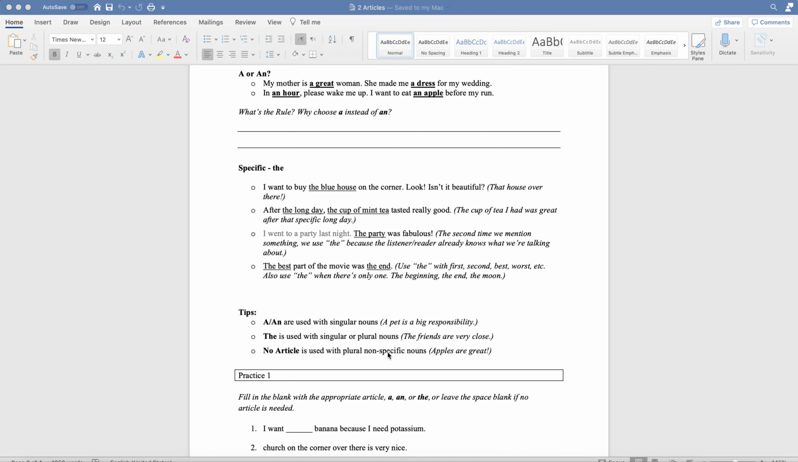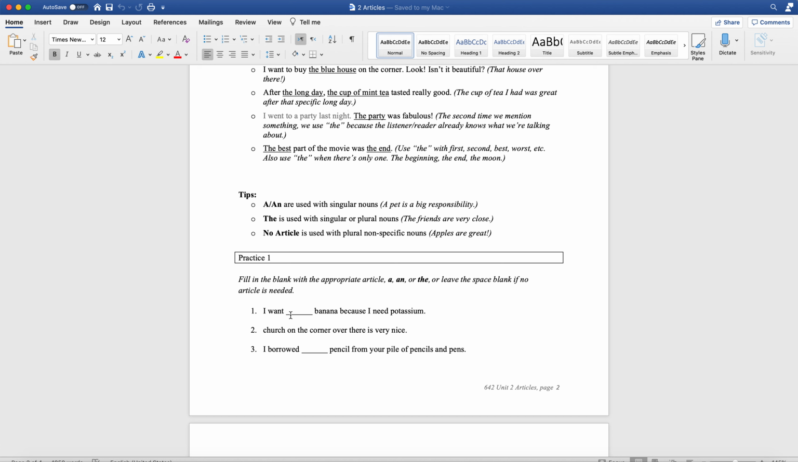As we said before, the is used for something specific, okay? And it's used for count and non-count nouns, whereas a is only used for count nouns, sorry.